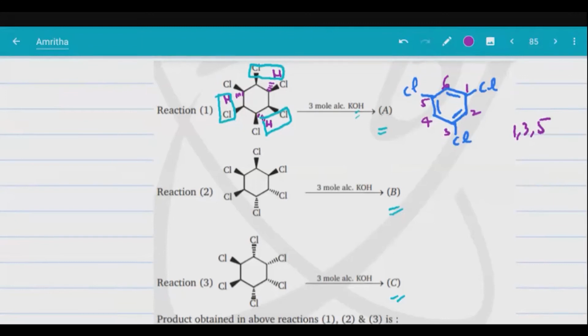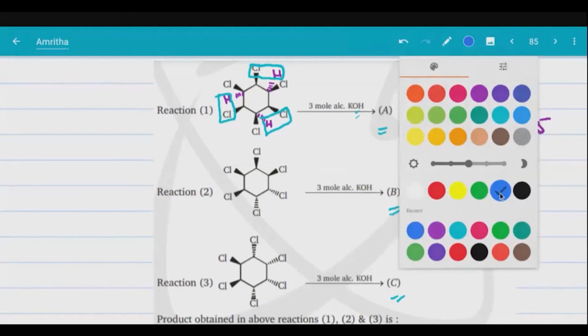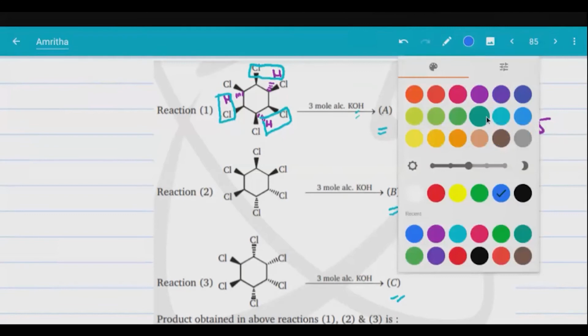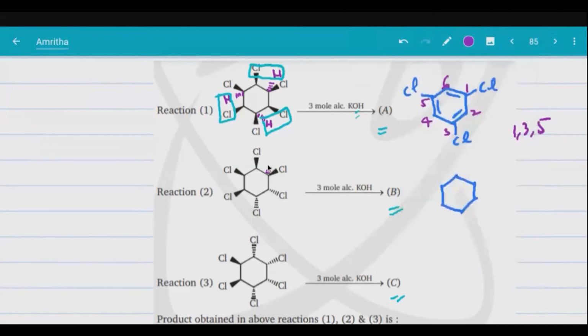Okay, done. Fine. So what do we get in the reaction? A and B are the same, right? Exactly. A, B, C, all should be the same. We'll get the same thing here. You see one by one: one up, one down should be there. If chlorine is up, hydrogen should be down. And look at the same trick.